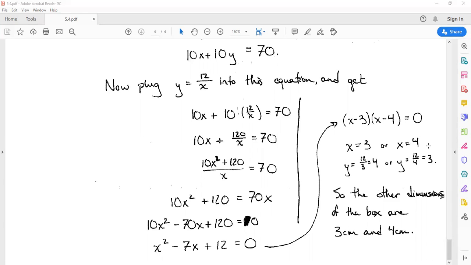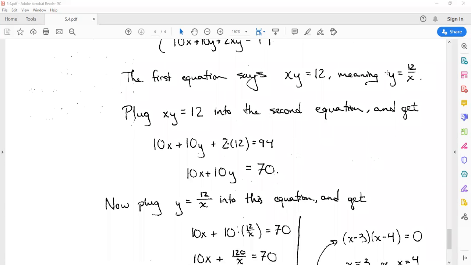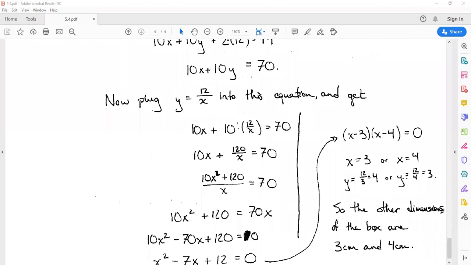Okay, so now we've got two possible cases for x. What are the corresponding values of y? So let's see, when x is 3, y is going to be 12 over 3, which is 4. Or when x is 4, y will be 12 over 4, which is 3.